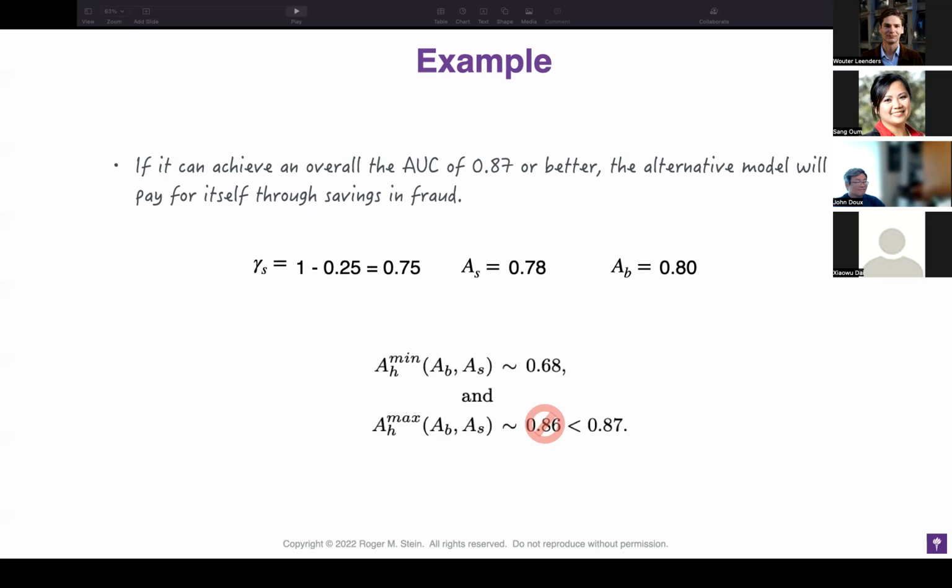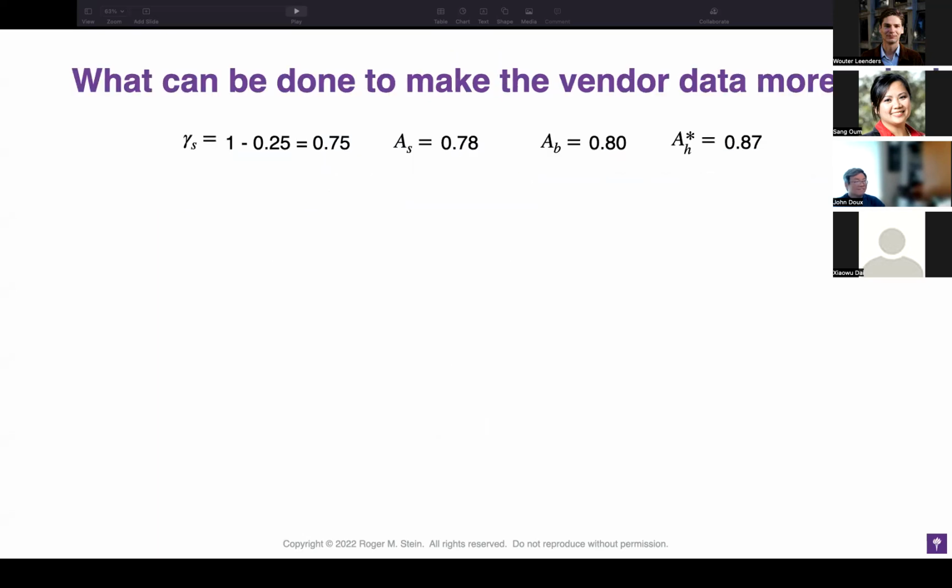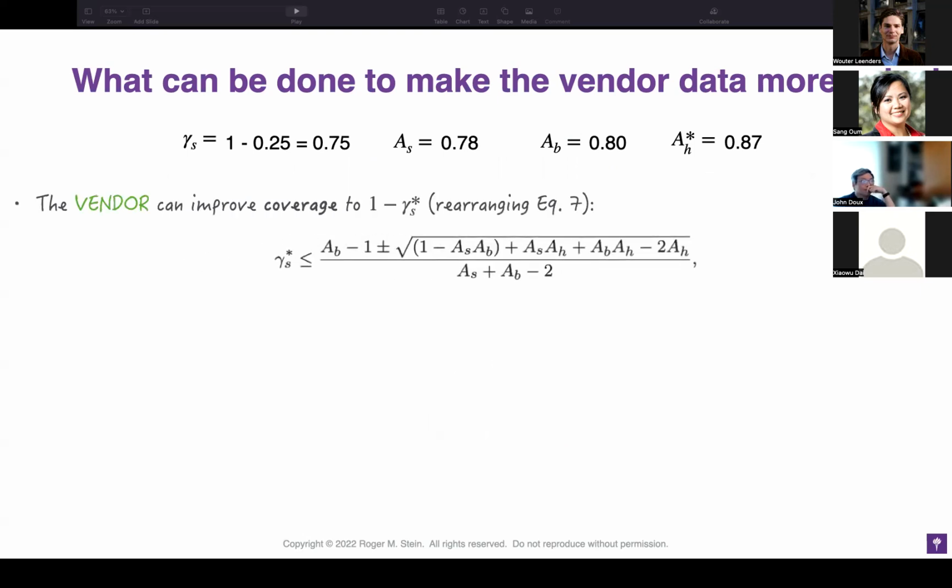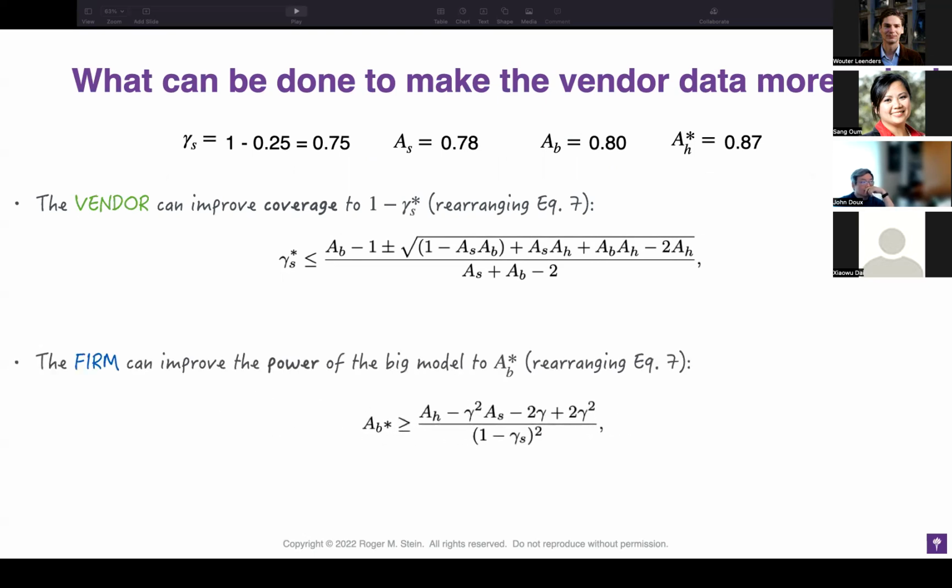Okay, all right, well, I'll help you out here. What can be done to make the data more valuable? Well, if the vendor can improve its coverage, by rearranging equation 7, they can figure out what the minimum coverage has to be in order to be useful. Gives them a perverse incentive, though. Well, yeah, the firm can also improve the power of the big model. The firm could just do much more work on the big model or the small model to make them better.